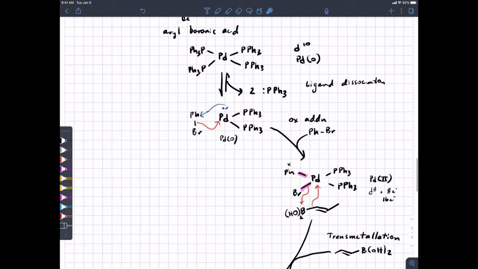Oh, why did we drop these two off? Sorry about that. I think it's for a similar reason. As it's d10, the metal is d10 and then 2, 4, 6, 8. So this already is an 18 electron complex. So you have to lose something before you can add something else. Yep. Okay. What else?